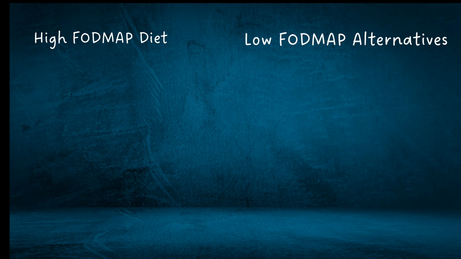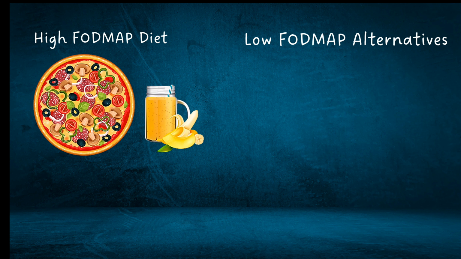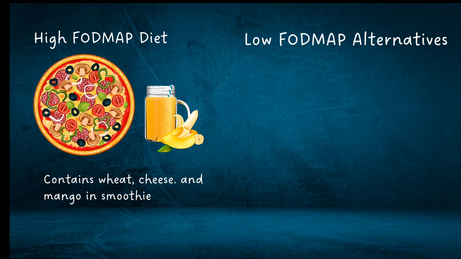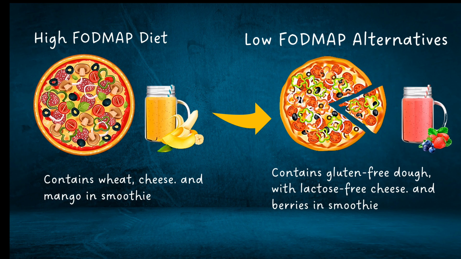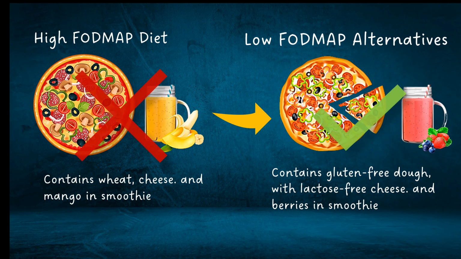For example, if a person is following the FODMAP diet, they may avoid foods like pizza, which contains wheat and cheese, or a smoothie made with mango, which is high in fructose. Instead, they could opt for a gluten-free pizza with lactose-free cheese or a smoothie made with low FODMAP fruits like berries.